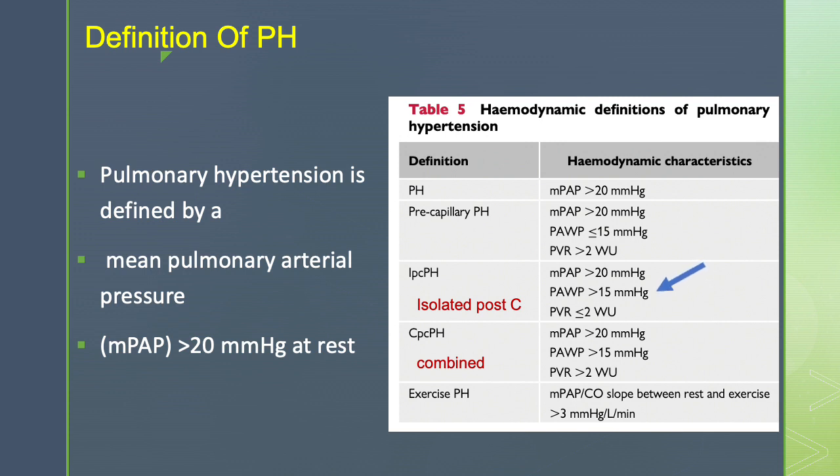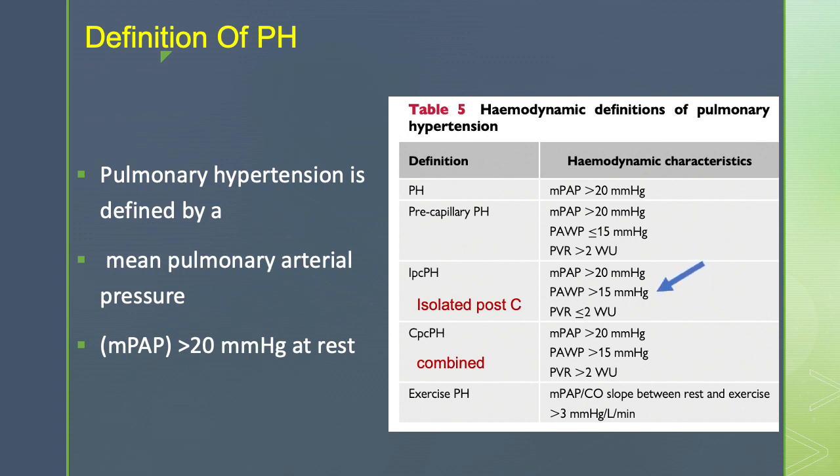What's also important in this year's guideline is that they have divided the definition on the basis of the phenotype or the etiotype of the pulmonary hypertension. So if you divide pulmonary hypertension based on the etiology, you can basically divide it into a pre-capillary pulmonary hypertension, an isolated post-capillary pulmonary hypertension, CPC or combined pre and post capillary pulmonary hypertension, and exercise induced pulmonary hypertension.